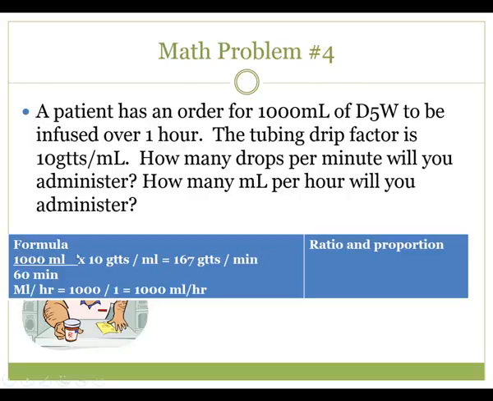So you say 1,000 milliliters is your volume to be infused. 60 minutes is your time to infuse it. Times your drop factor is 167 drops per minute. It actually comes out to 166.66, but you can't give that. You have to round it to 167. So that's what you come up with.